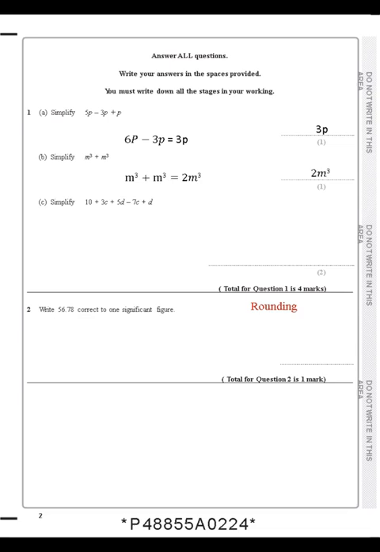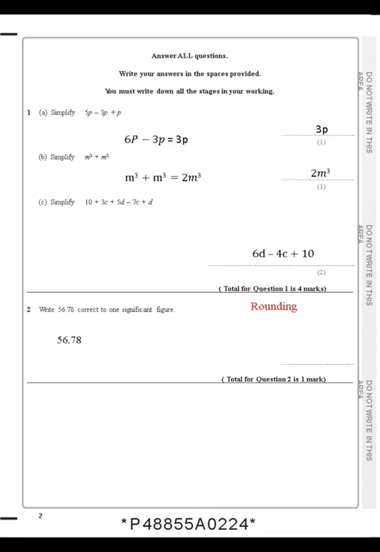Part C, simplify 10 plus 3c plus 5d minus 7c plus d. Add the same variables together. In other words, 5d plus d, which is 6d, 3c minus 7c is minus 4c, plus 10. So the final answer is 6d minus 4c plus 10.